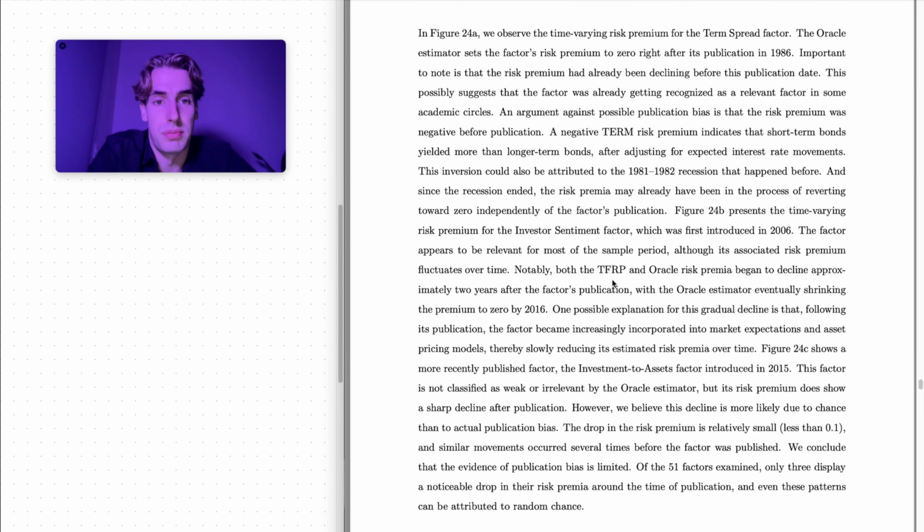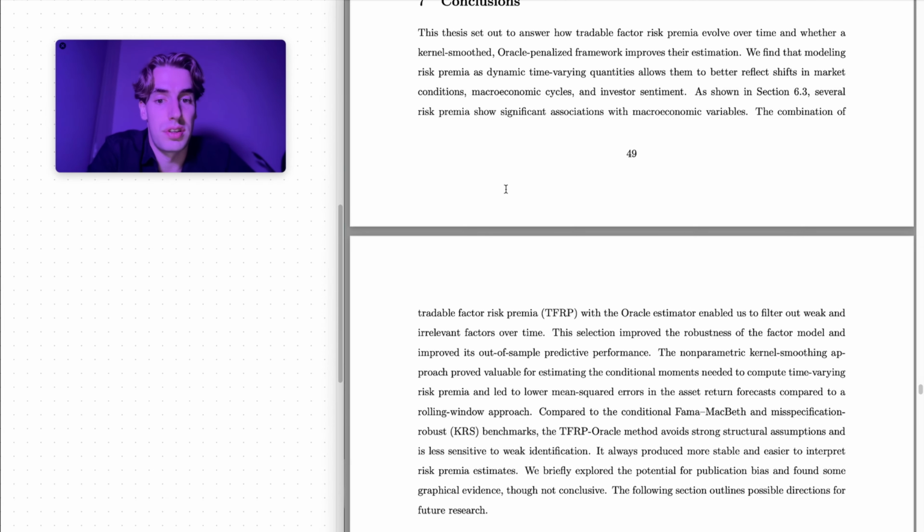Well, some conclusions about that, and then the conclusions of the thesis. What we find is that when modeling risk premia, it is good to model them in a time-varying way. We also see evidence that risk premia are actually cyclical in nature with macroeconomic variables.